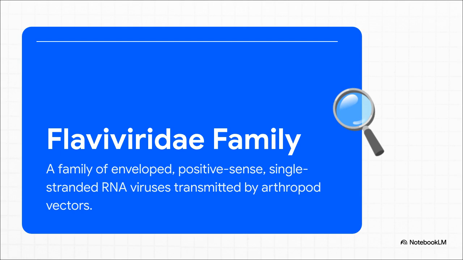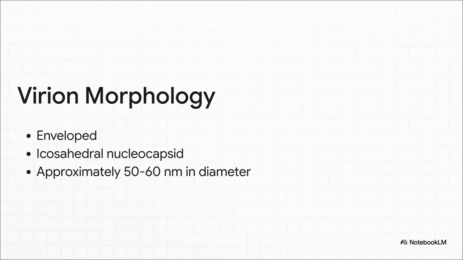And that's not just a fun fact for a textbook. Being part of this family has some really big implications for diagnostics, which, believe me, we are definitely going to get into. And if we zoom in on the virion itself, it's pretty much a classic flavivirus. You've got an envelope, an icosahedral nucleocapsid, and it's tiny, about 50 to 60 nanometers across. It's just a really neat, efficient little package designed to cause a whole lot of trouble.